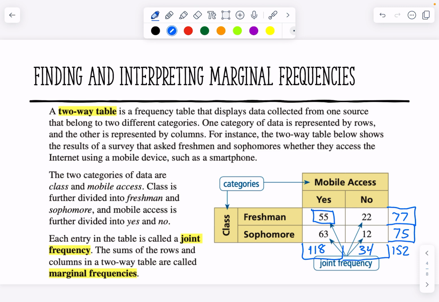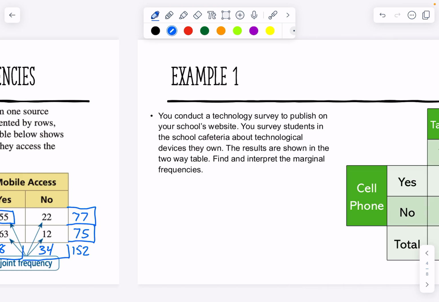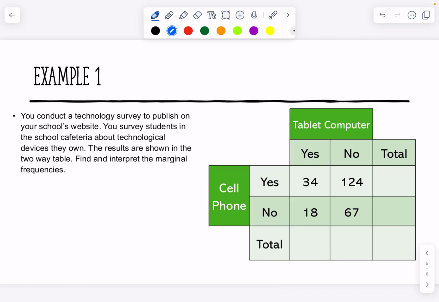Now you're going to have to do that on your quiz, so we're going to do a couple of examples that kind of have to do with this. Example 1: we conduct a technology survey to publish on your school's website. You survey students in the school cafeteria about technological devices they own. The results are shown in a two-way table. Find and interpret the marginal frequencies.